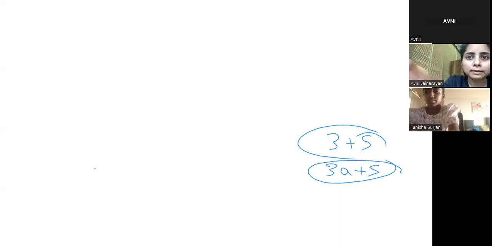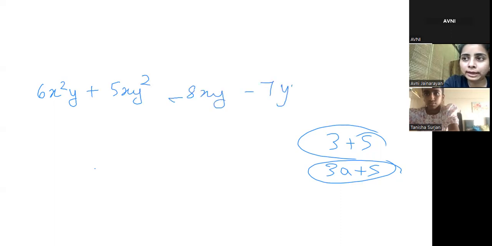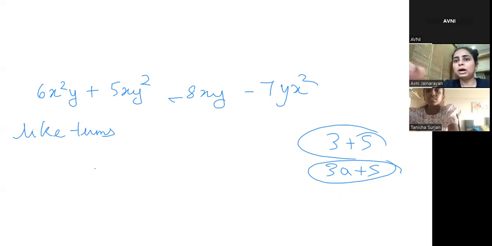Okay, see, 6x square y plus 6x square y plus 5xy square minus 8xy minus 7yx square. Can you give me the like terms? इसमें से कौन कौन से like terms है? आपको पता है ना terms क्या होता है? 1, 2, 3, 4. Right. So what are the like terms? 6, 6. No. That's not. Okay. There are no like terms. There are like terms. I'll show you how.